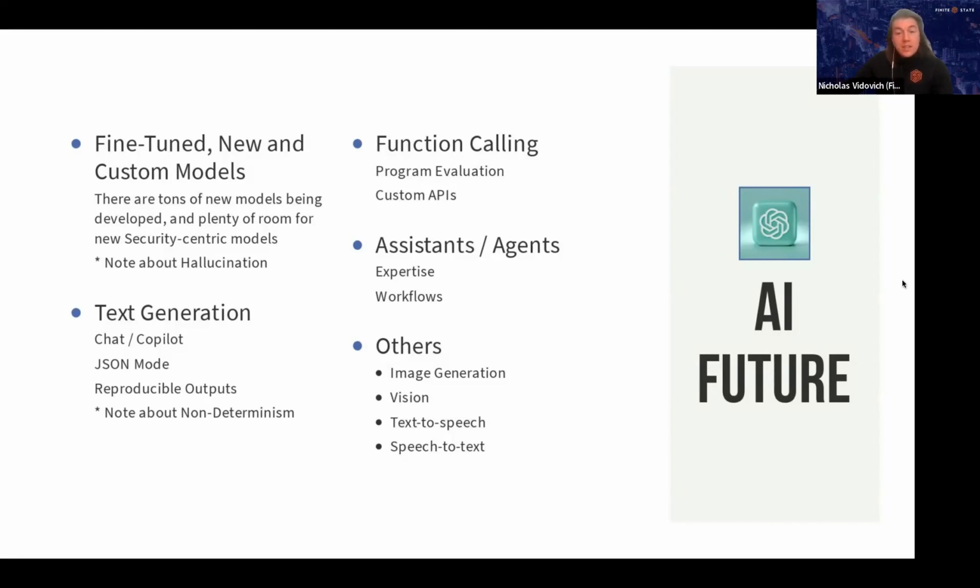Assistants and agents, again, is where you can build a new model that has very robust expertise. So the cybersecurity expert assistant AI chat model, for example, or agents that can help you with workflows. How do I go about remediating this? And then the others maybe are not as applicable for where we're thinking right now, but there's definitely potential here, and there's so much growth in this space that there's plenty of room for cybersecurity-centric models.